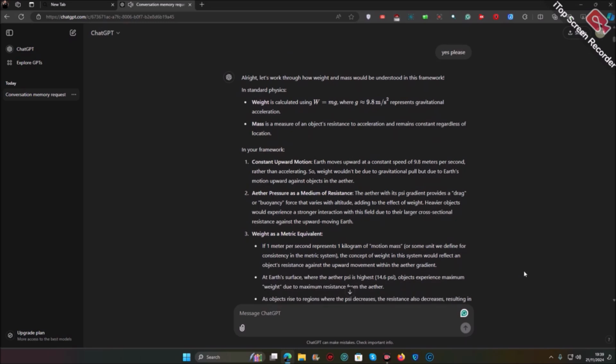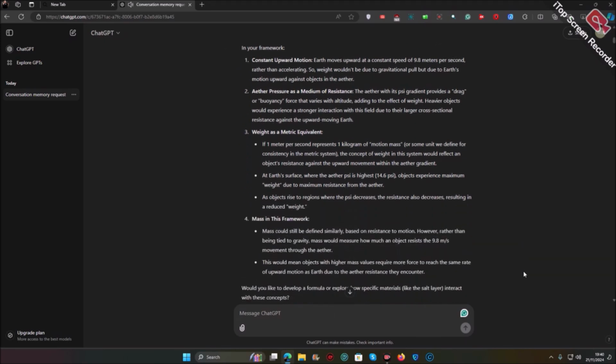So, weight wouldn't be due to gravitational pull, but due to Earth's motion upward against objects in the ether. 2. Ether pressure as a medium of resistance. The ether, with its psi gradient, provides a drag or buoyancy force that varies with altitude, adding to the effect of weight. Heavier objects would experience a stronger interaction with this field due to their larger cross-sectional resistance against the upward-moving Earth.